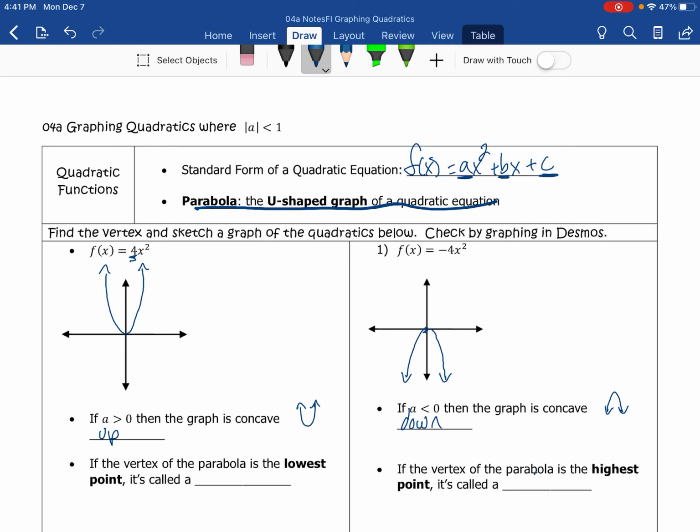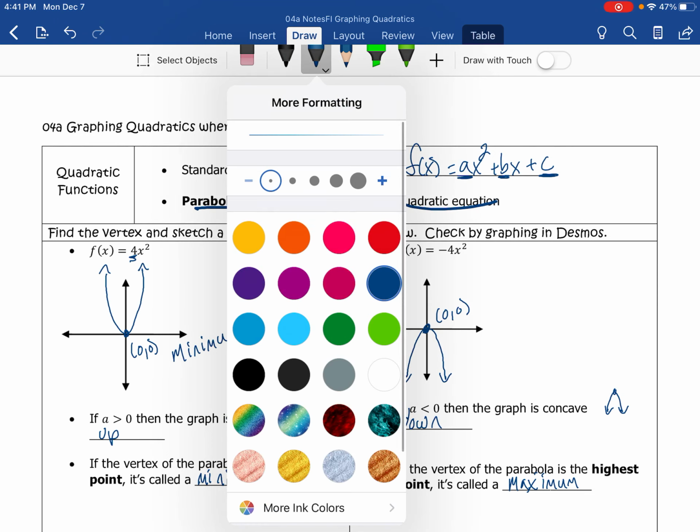Okay. Here's something new. If the vertex of the parabola is the lowest point, it is called a minimum. Okay, and so right here, my vertex was 0, 0. This is also the minimum. Okay, and if the vertex of your parabola is the highest point, this is called a maximum. Okay, and so my vertex was 0, 0.